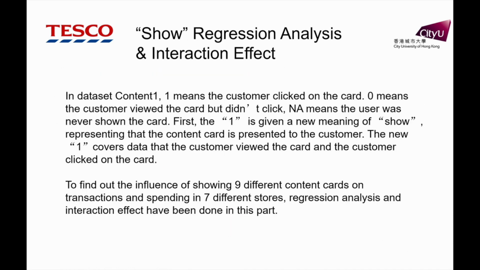Next, we use linear regression and interaction effect to see further results. Here, "show" is given a new meaning, representing that a content card is presented to the customer. So the new data covers whether the customer viewed the card and whether the customer clicked on the card.